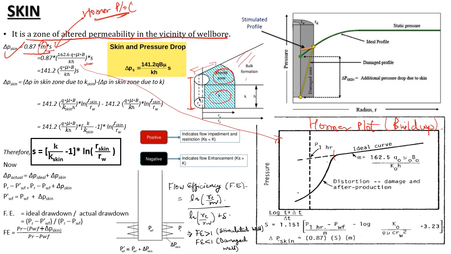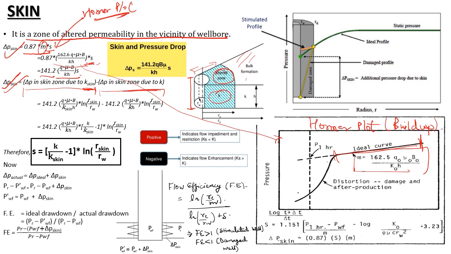Whatever slope I am getting from this straight line, the slope would be M. So I am placing the M value over here, and my delta P skin, or the pressure drop at the skin, is 141.2 into Q mu B upon kh into skin. Now, if I want to discuss what delta P skin is, it is the pressure drop in the skin zone due to the permeability of the skin minus the pressure drop in the skin zone due to the actual permeability of the reservoir.